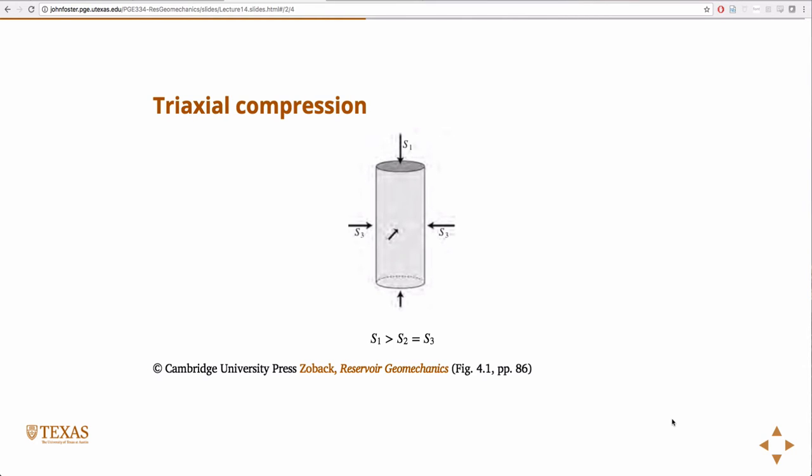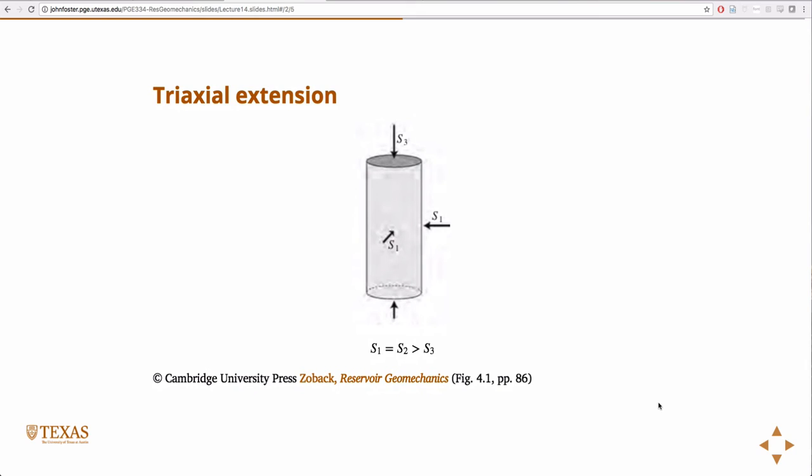Those are the principal stresses. So this is our triaxial compression test. This is the next most common test, if you actually have the ability to do triaxial experiments. If you have the ability to do this type of pressure bath loading, then this is the next most common test, the triaxial compression test. Then there's the triaxial extension.